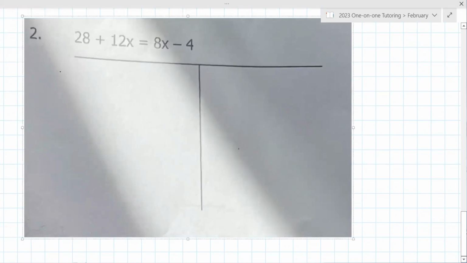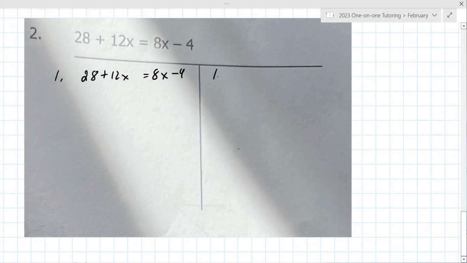We've got variables on both sides of the equation. So after you write the given, you do want to move the variable. What will you subtract from both sides here? The 8x, yeah, you really want to move the smaller one to the larger one. So it looks like this: 28 plus 12x minus 8x in line equals 8x minus 8x minus 4.